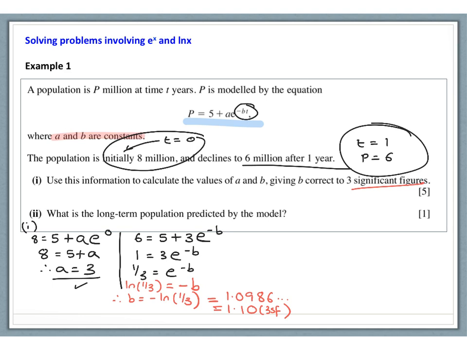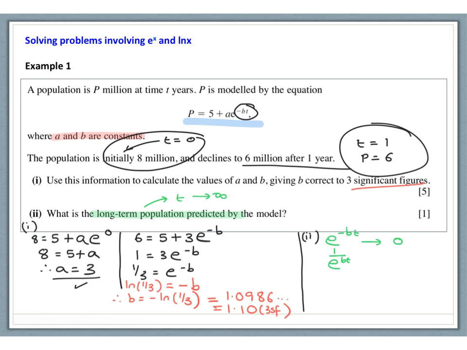Now, part 2 of this question, what is the long-term population model? Now, if we're asked to find something like the long-term information, this means that we are allowing t to approach infinity. So t to get larger and larger and larger. Now, e to the negative bt will then approach 0. Think about this. e to the negative bt is 1 over e to the bt.